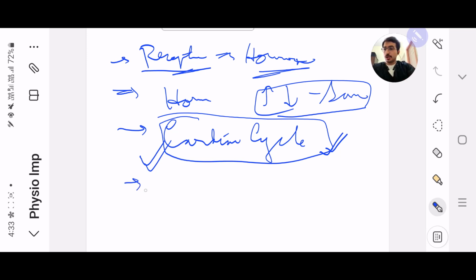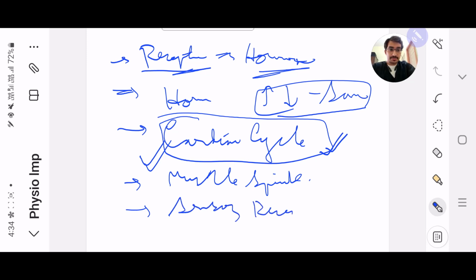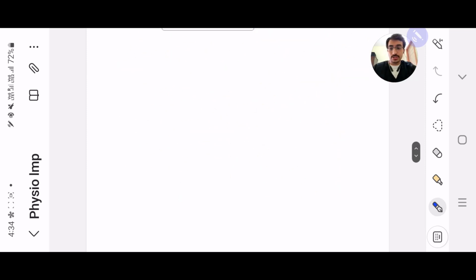Next, from nerves, from CNS, I want you to read the muscle spindle, the type 1, type 2, flower spray ending and all that kind of stuff. Next, from CNS, I want you to read the sensory receptors, Pacinian corpuscles and all those. Although it's given beautifully in a table, it's also a most frequently asked question, so you need to read it.